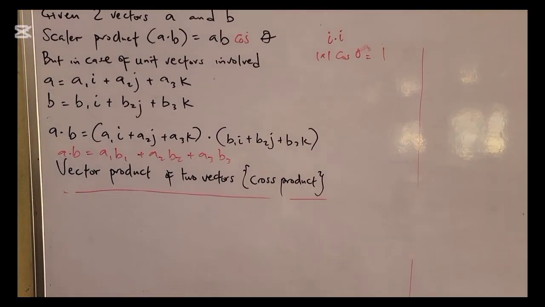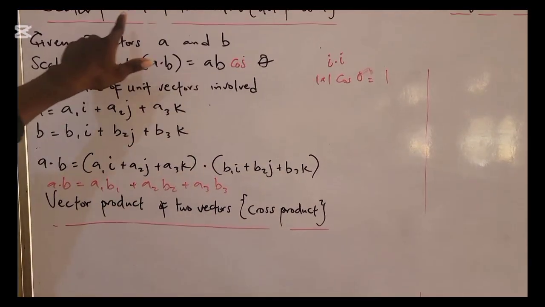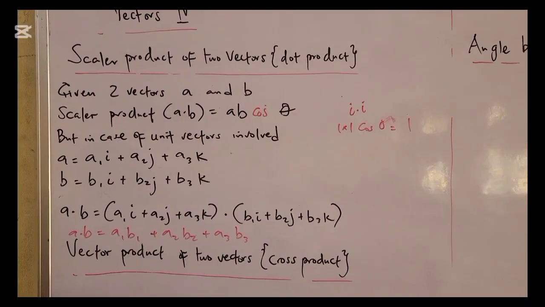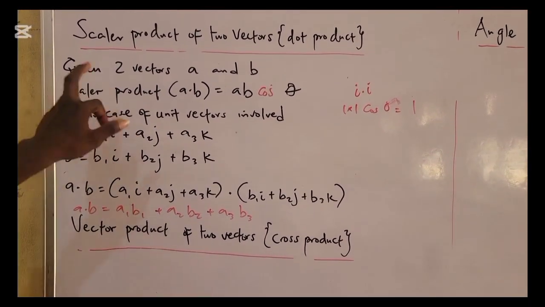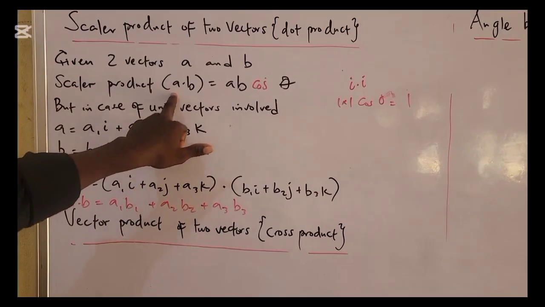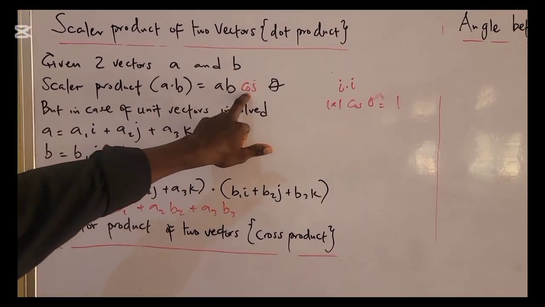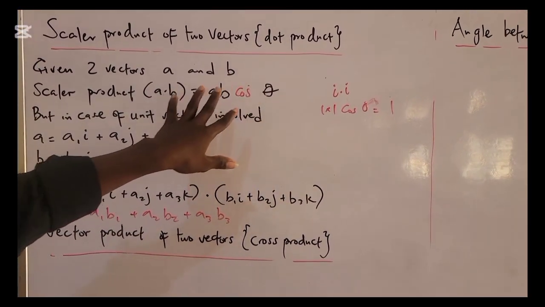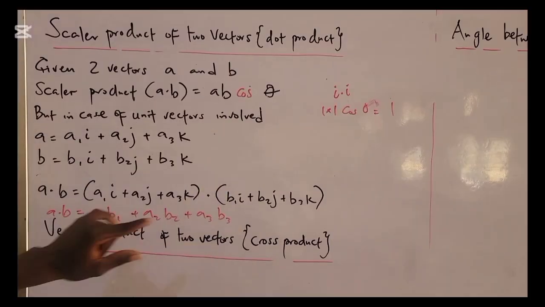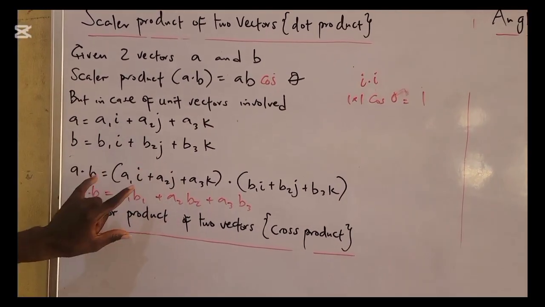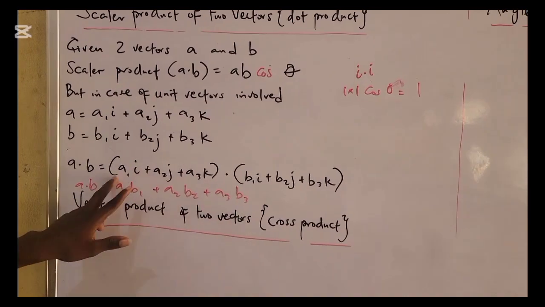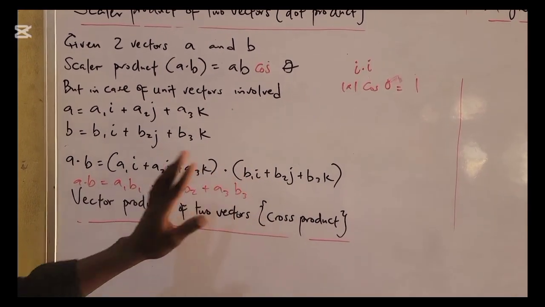Please note that cos is for the scalar product and sine will be for the cross product, the vector product. To calculate the scalar product, it is A dot B equals AB cos theta. That is when you are given the angle. But when it is involving the vectors, you are going to use the dot product, then you multiply the related unit vectors together.